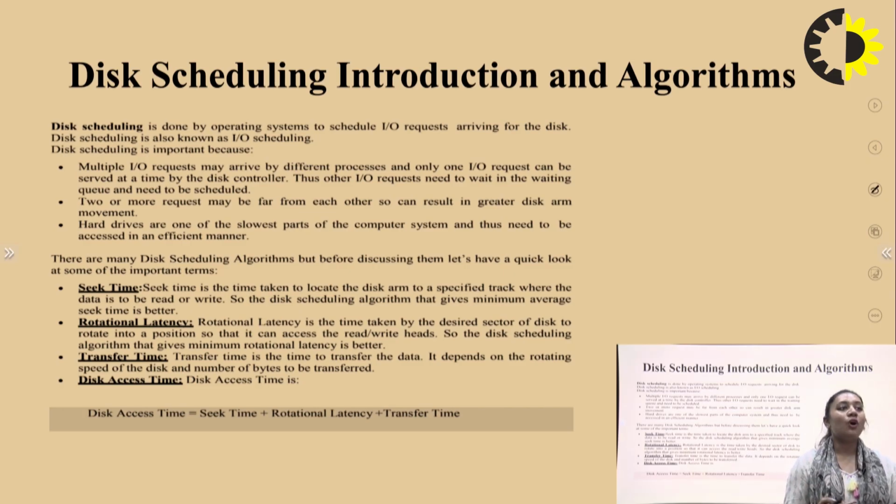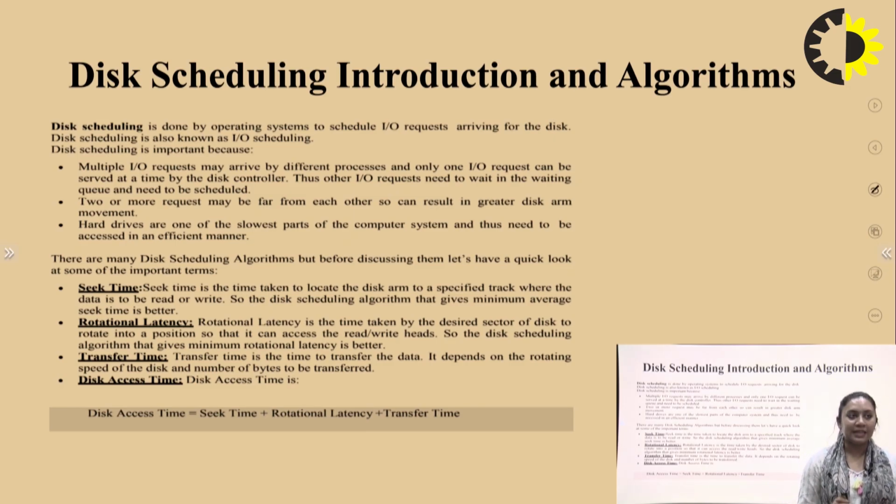Next, two or more requests may be far from each other, which can result in greater disk arm movement. Hard drives are one of the slowest parts of a computer system, and thus they need to be accessed in an efficient manner. So there are many disk scheduling algorithms used in the operating system. Here are some of the terms used in disk scheduling.